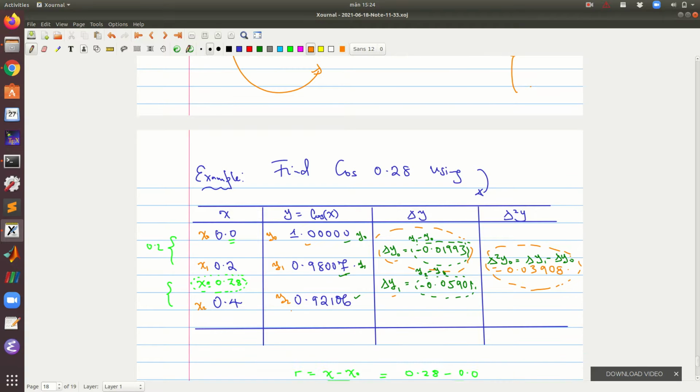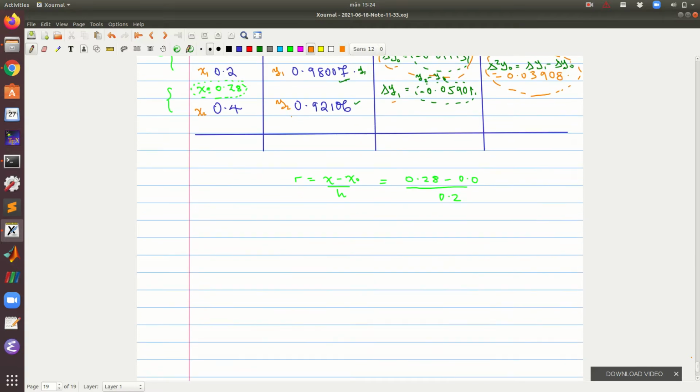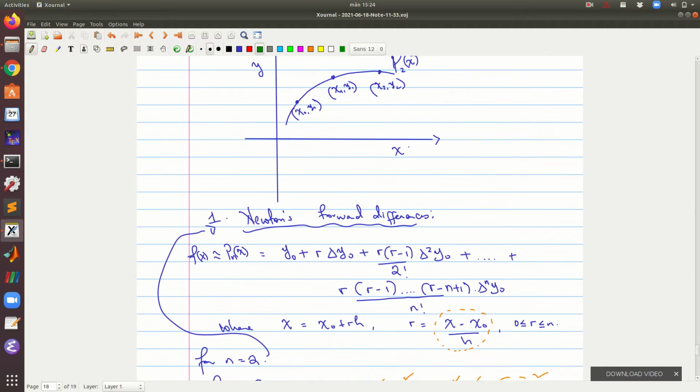So you can follow through, and I hope you can understand everything in the text. It should not be hard. If there is any problem, you can always put it in the comment section. Remember, all we do is just use this Newton's forward difference formula. Okay.